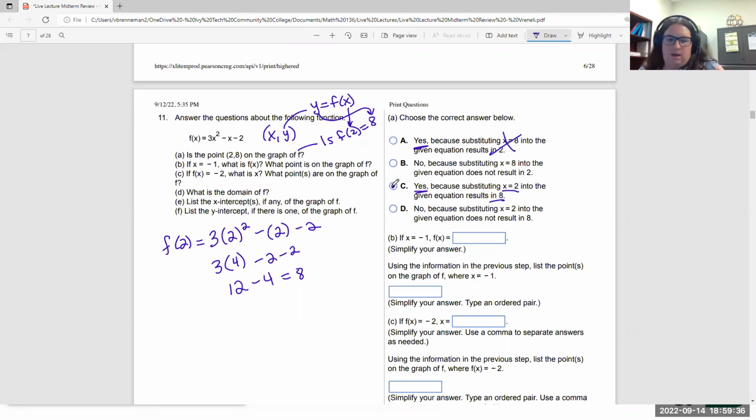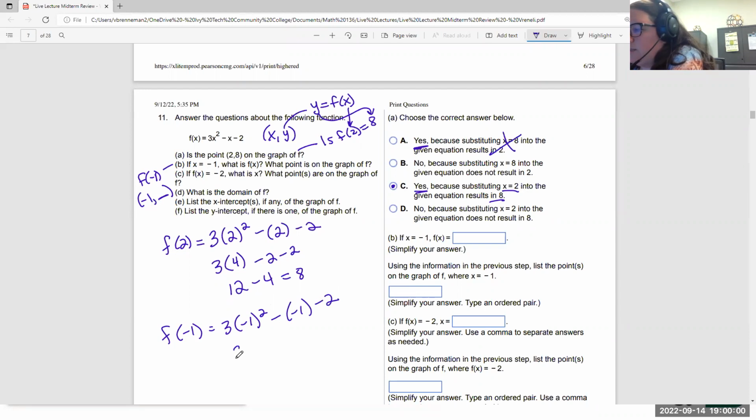So there's that. Then we have, if x equals -1, what is f of x? So in other words, what is f of -1? And then the point on the graph is going to be a point with a -1 for the x, and then whatever value for the y value. So f of -1 is 3 times -1 squared minus -1 minus 2. So that's 3 times 1 plus 1 minus 2, which is 3 minus 1. So that's 2. So f of x equals 2, and the point is -1, 2.